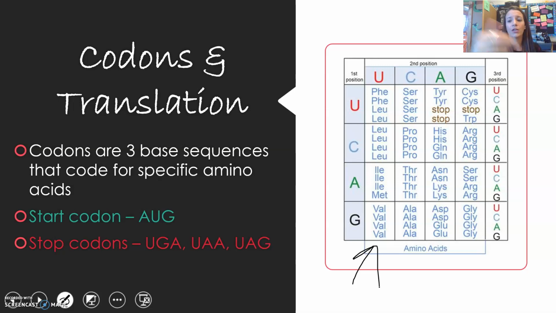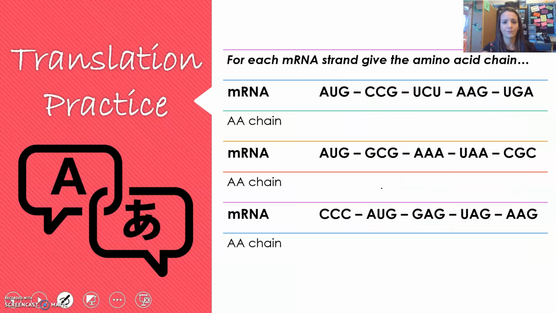So for example, AUG is our start codon, and I'll show you where that one is. First, we start with A and U, so they all meet in this box. Then G, we go all the way across to here, and that's methionine, which is also a code for start codon. So methionine or start codon. And then you see there's 3 different stop codons.